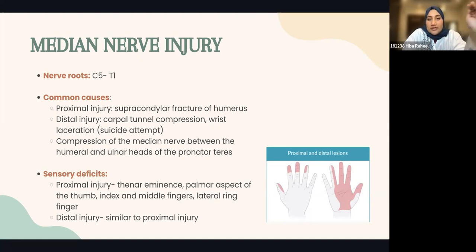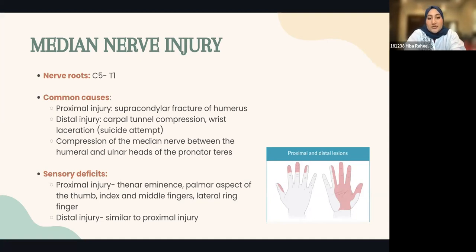Again, there are different areas where the median nerve can be damaged. Same goes with every single nerve. The higher up the damage, the worse the symptoms. The lower down the damage, the better the symptoms. Like, they're not going to be so bad. So if it's, for example, high up on the arm, how can it get fractured?